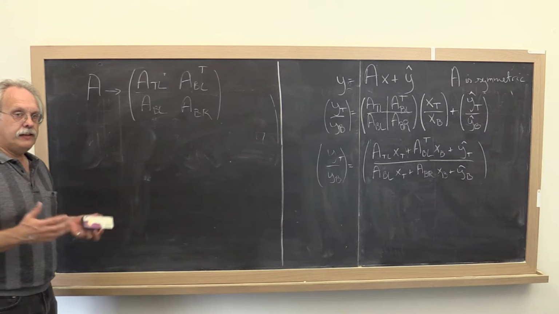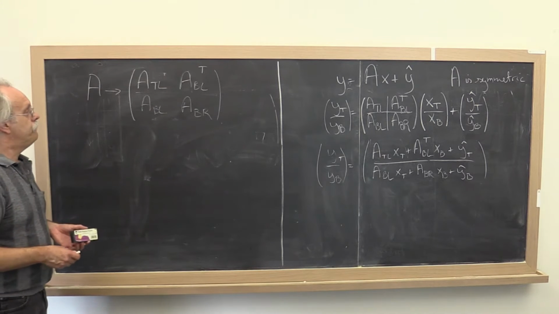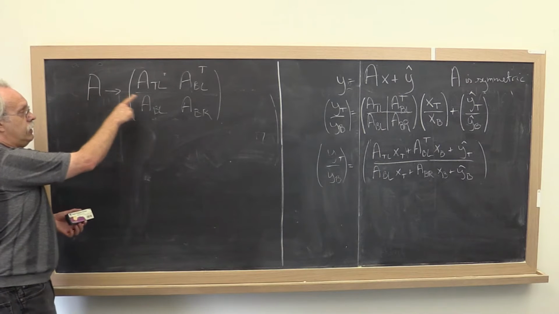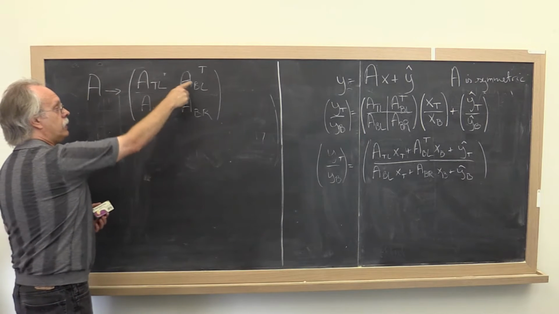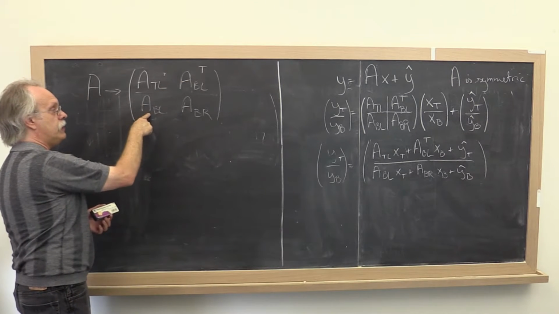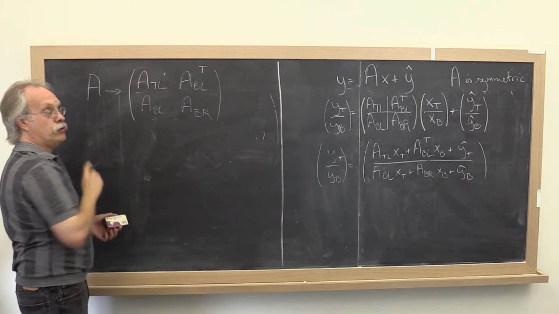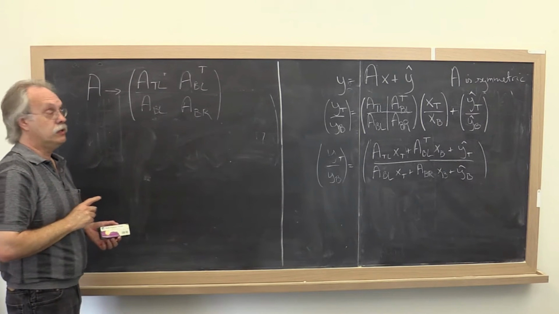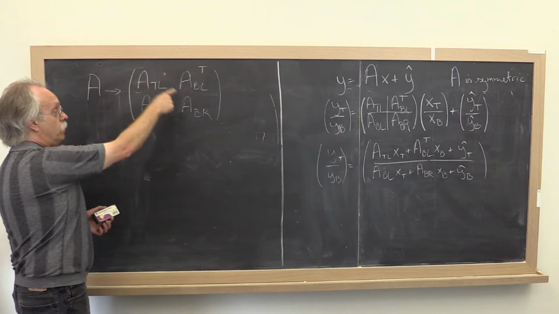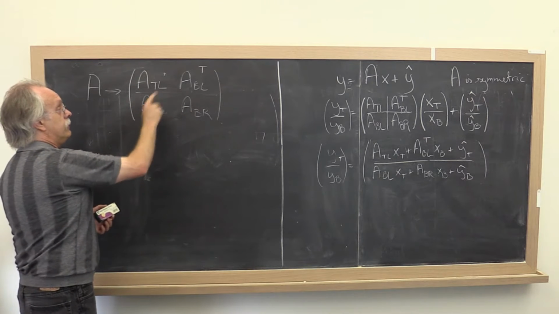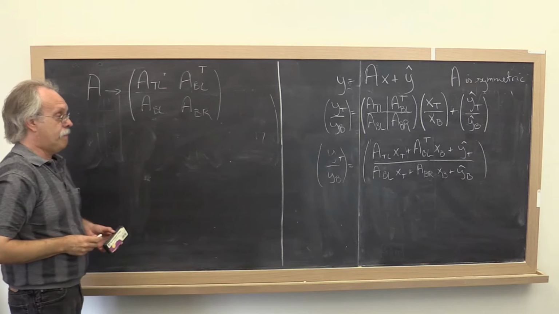So let's try to find the answer to the question I posed. We took our matrix A and we partitioned it, and we then recognized that this is just the transpose of that, because we chose to only store the lower triangular part of the matrix. This is a symmetric matrix in square, so is this, and then this becomes the transpose of that.